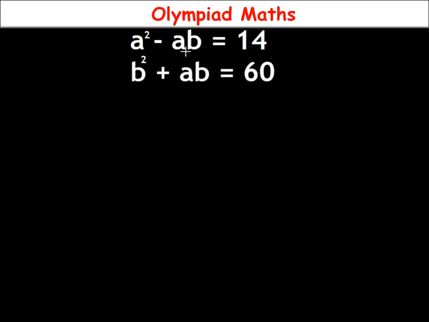So we have a squared minus ab is equal to 14, equation 1, and b squared plus ab is equal to 60, equation 2. Now the goal here is to solve for the values of a and b. So the value of a, question mark, and the value of b, question mark. To do this, solution.